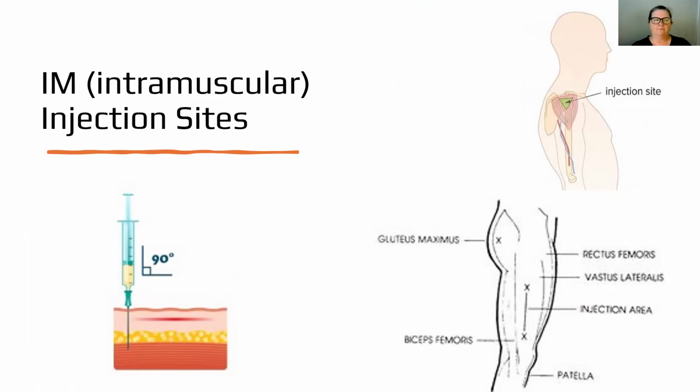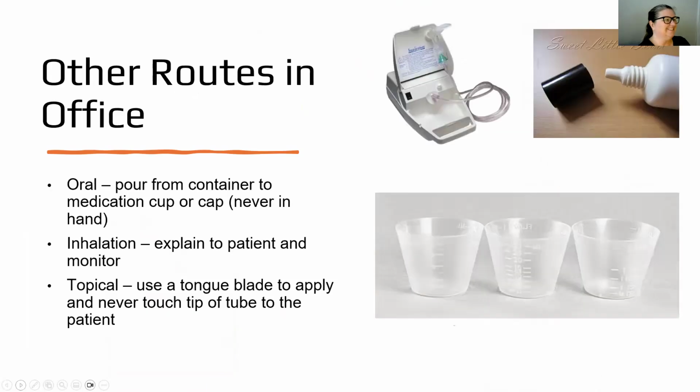The ventrogluteal, let me show you here, goes more on the hip, on the side, where you basically take your hand like this and make a V from the iliac crest, so the hip bone, down and up, and then you inject right here. Go by what your policy is in your workplace, is all I can say as far as that goes.